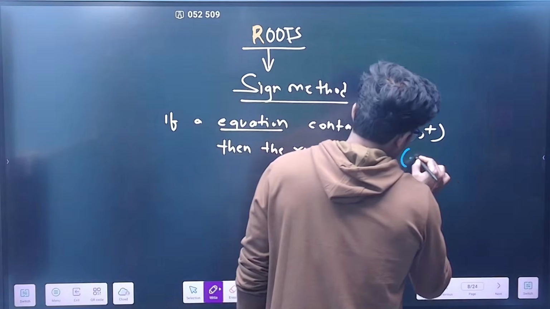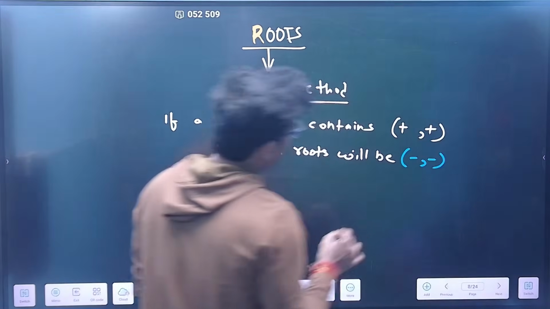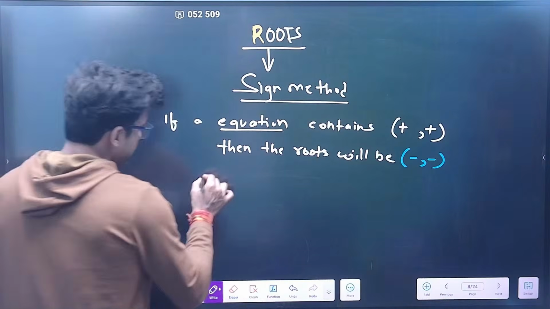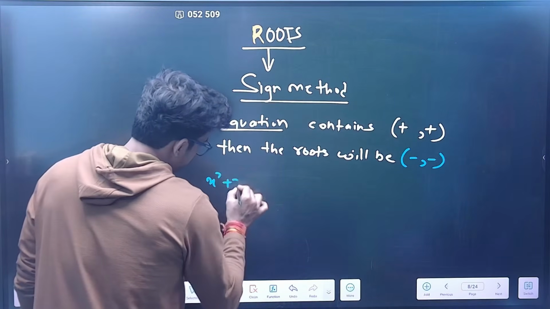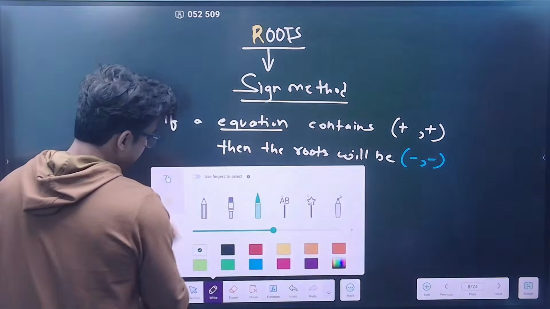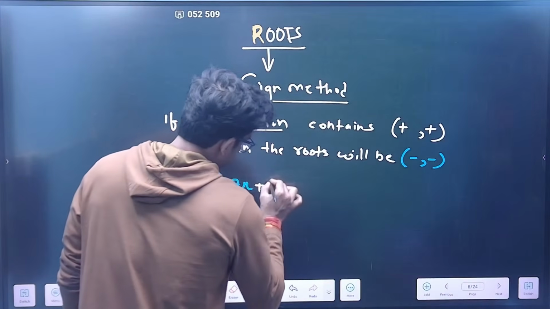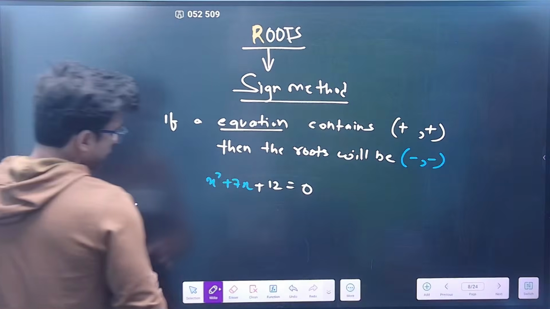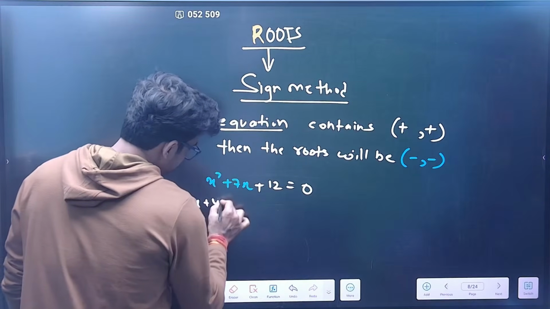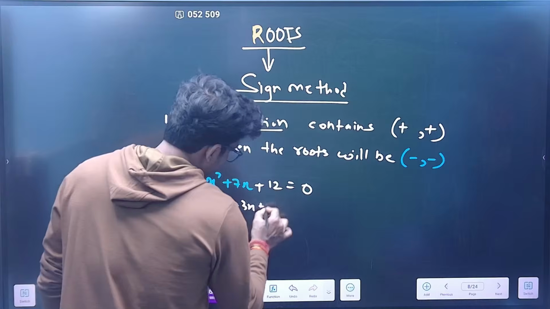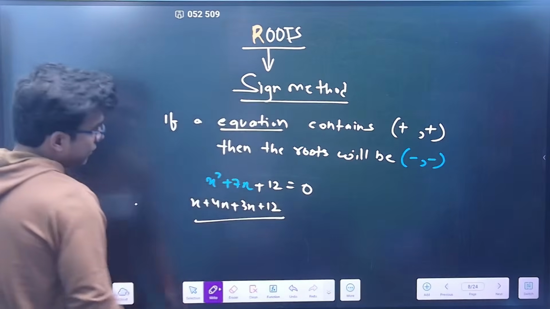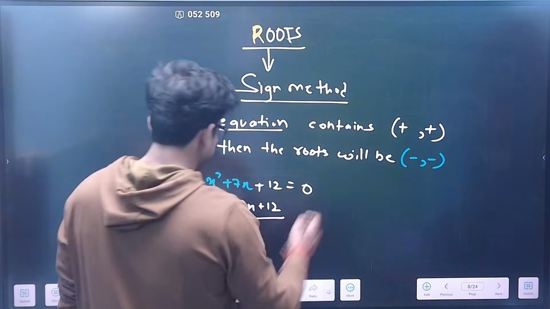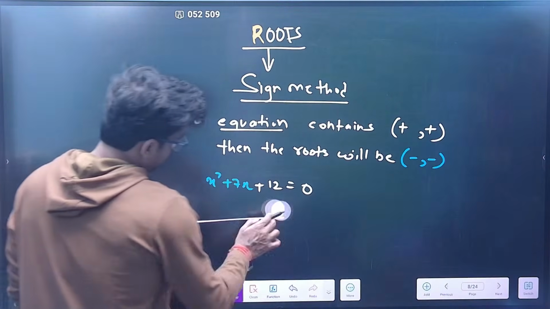This would be negative sign and negative sign. Suppose I make you understand this through an example. x square plus 7x plus 12 is equal to 0. Now the moment you want to break this, you will say x plus 4, x plus 3. Now guys, the moment I write here, you will see that the values of x will be negative. So the roots will be negative. I hope you understood this one, okay?